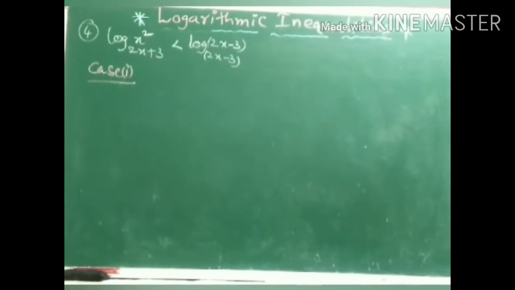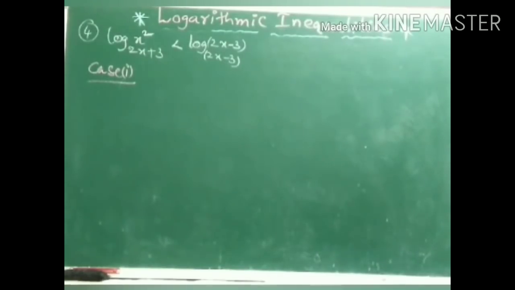So this is another beautiful question. Solve for x if log x square to the base 2x plus 3 is less than log of 2x minus 3 to the base 2x minus 3. So the given logarithm you can compare with log n to the base a. See, both are unknown values here. I mean, both are expressed in terms of x. So we don't know which is positive or which is negative, whether the base lies between 0 to 1, nothing we know here because nothing is a numerical value.